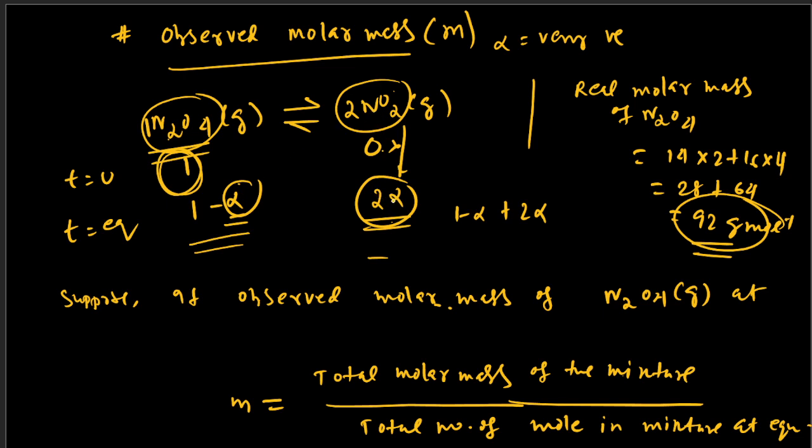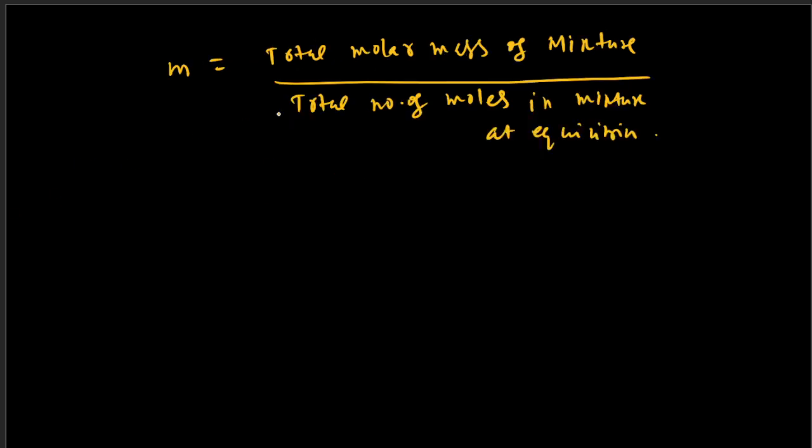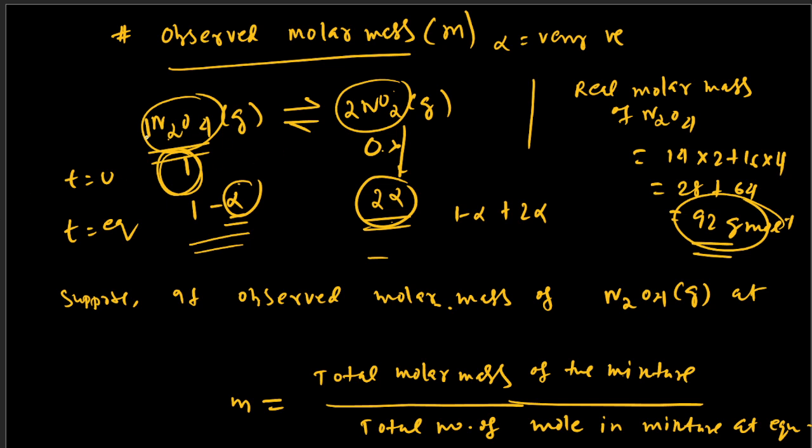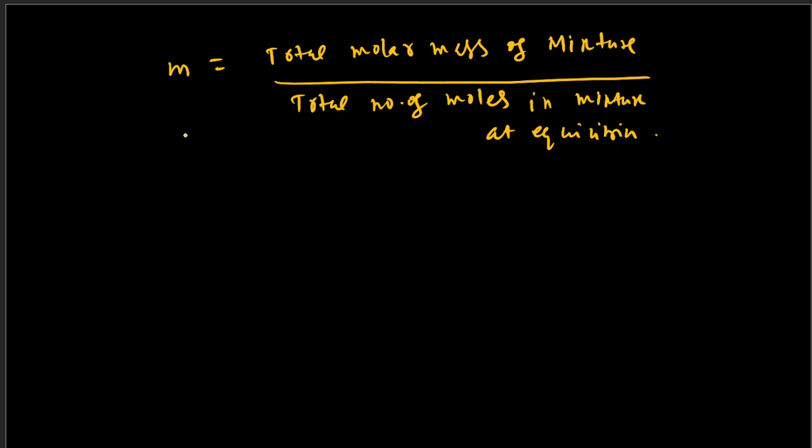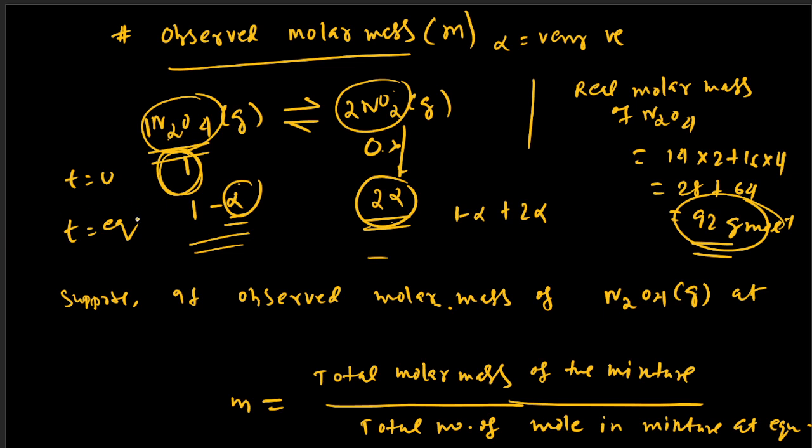It means we are understanding alpha is very small. So whenever we are taking the total molar mass of the mixture, we will take only the real mass of N2O4, not 2NO2. And the total number of moles in the mixture at equilibrium, we take both this 1 minus alpha, what is consumed, and the 2 alpha.